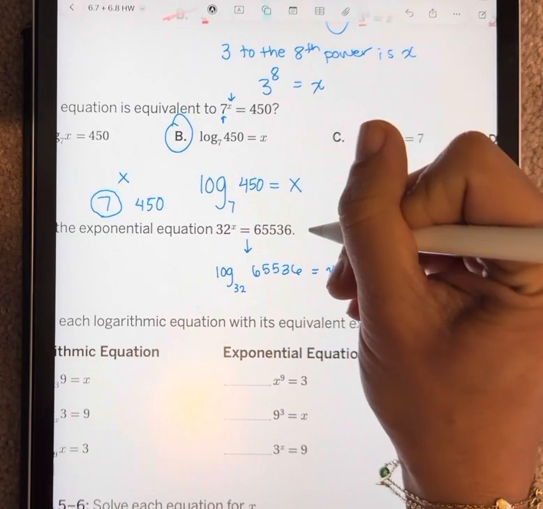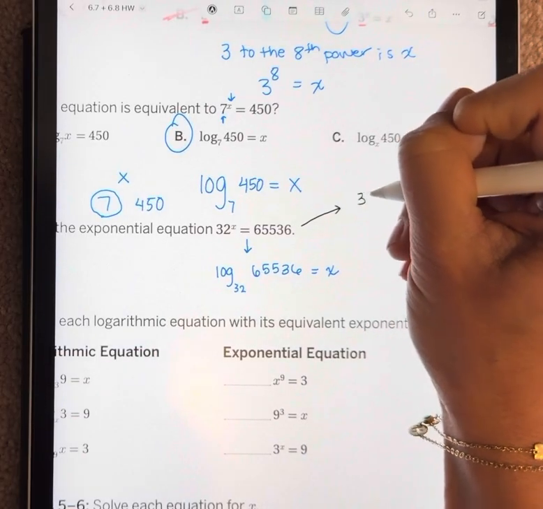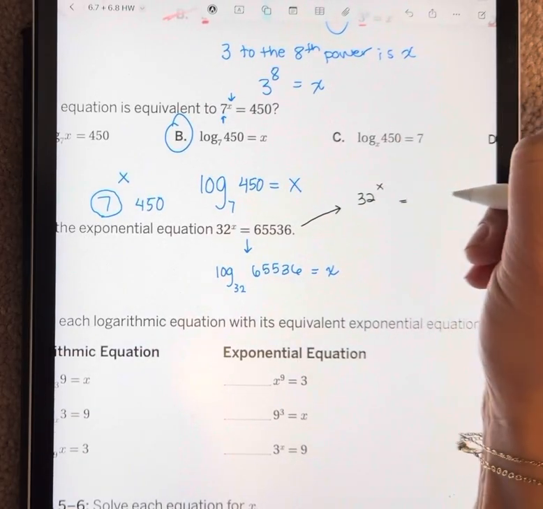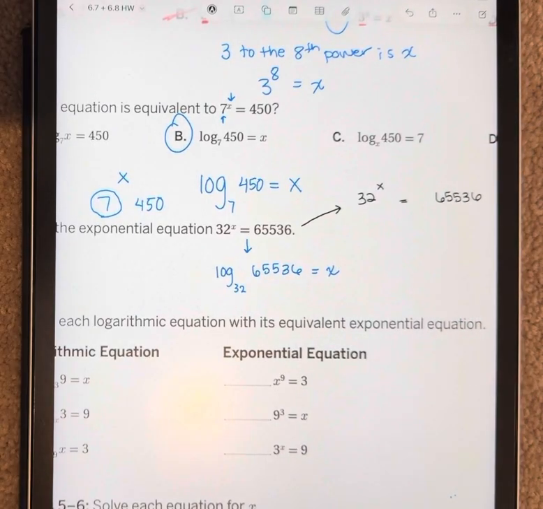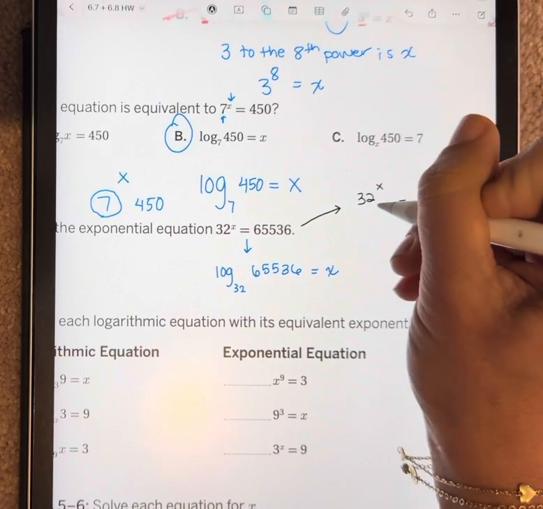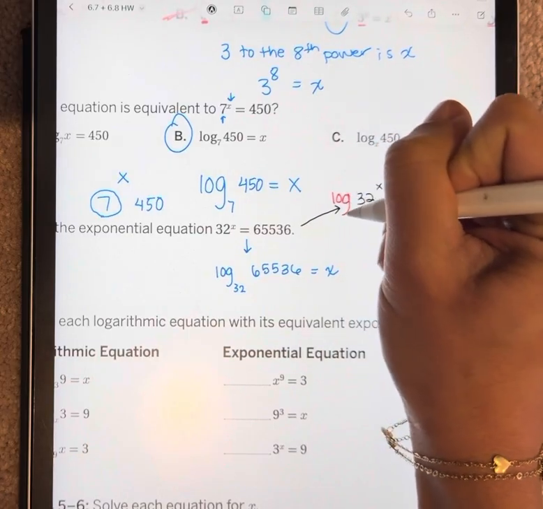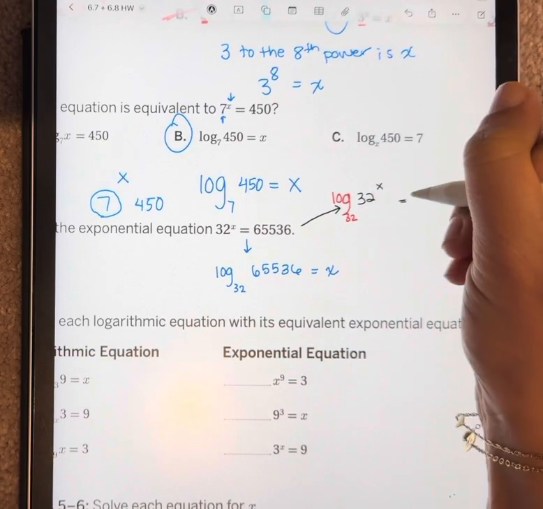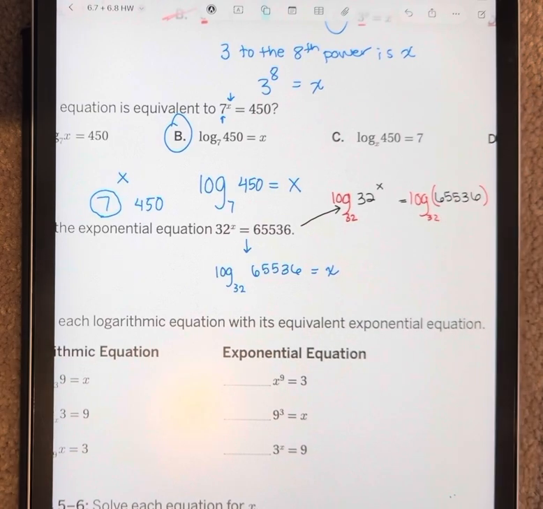I do think it's worth understanding algebraically that you can solve this by doing the inverse operation. So the inverse operation of 32 to the power of x is a log base 32. And I must do it to both sides of my equation, all right? Because anything I do to one side, I've always got to do to both.